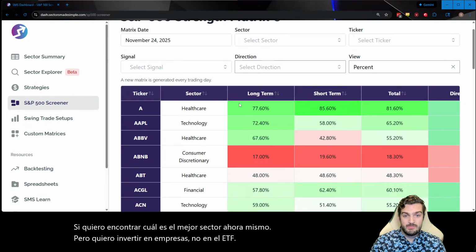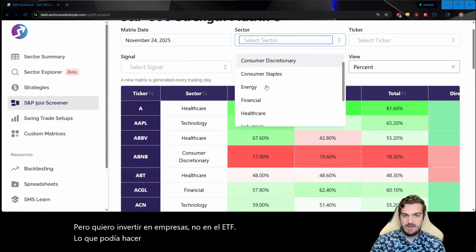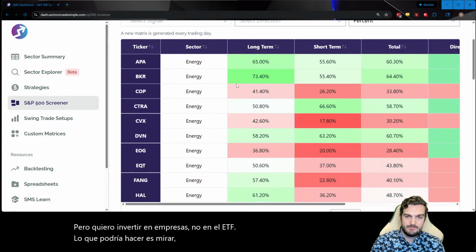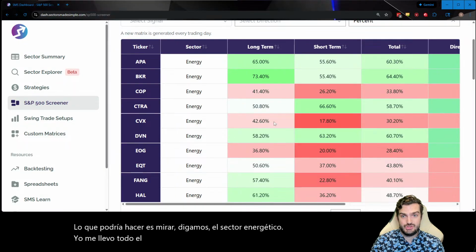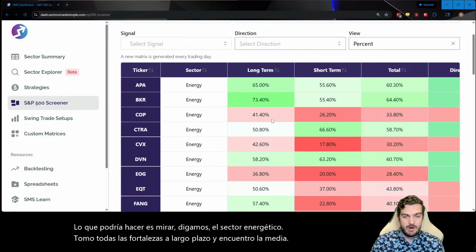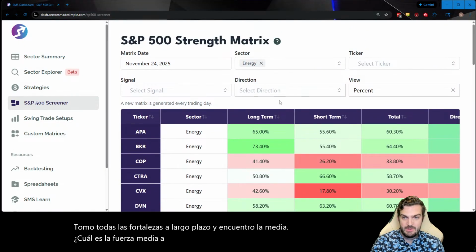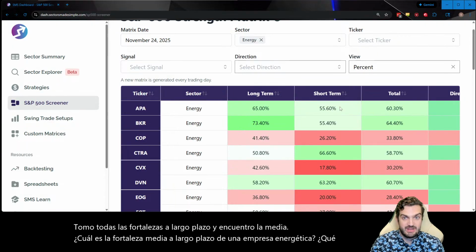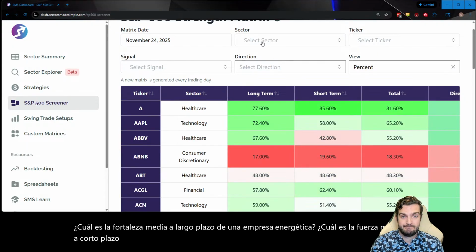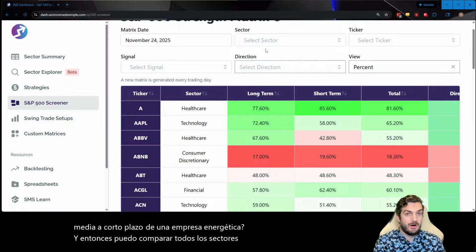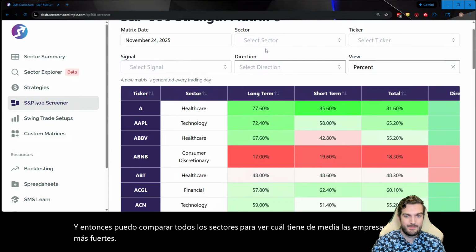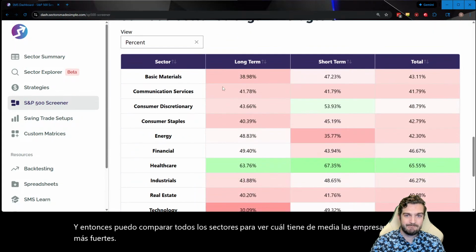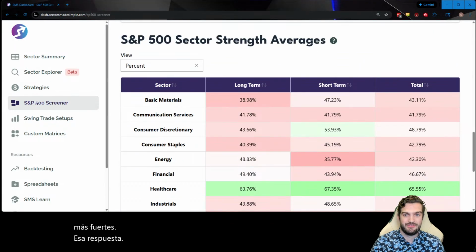what I could do is I could look at, let's say, the energy sector. I take all of the long-term strengths and I find the average. What is the average long-term strength of an energy company? What is the average short-term strength of an energy company? And then I can compare all the sectors to see which one, on average, has the strongest companies. That answer? Sector strength averages.